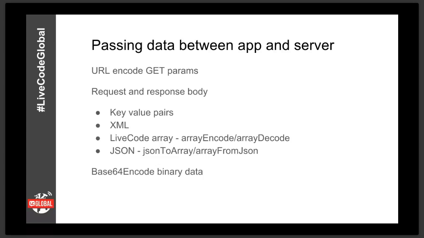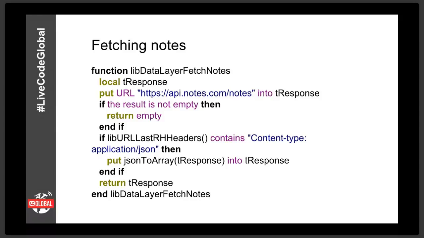So let's see. Now we've specified our API. How do we actually use that? Well, let's consider fetching notes. Now remember, that was a GET request to api.notes.com/notes. So here we put URL api.notes.com/notes into response. Check the result to make sure that the result is not empty, and to make sure no error occurred. And then you notice I'm using this function libURL last RHH headers. That gives you the headers that the server sent back.